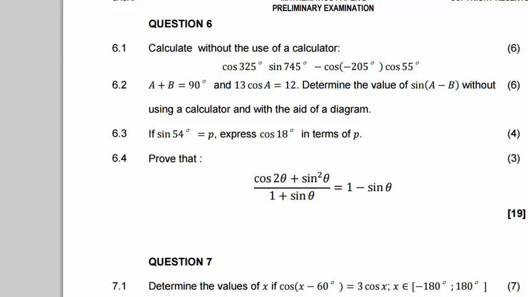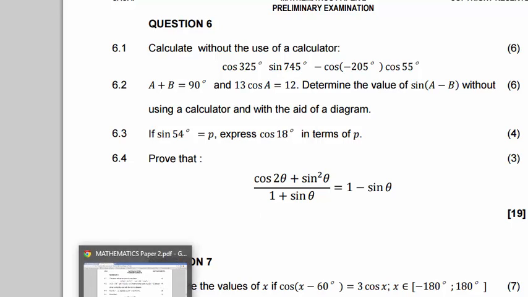So they give us 13 cos A equals 12. They also tell us that A plus B is equal to 90 degrees. Okay? And then they ask us to find sine (A minus B). So your first mark, this is 6 marks, but your first mark went for, this is what they ask you for. So what do you think the first mark went to?